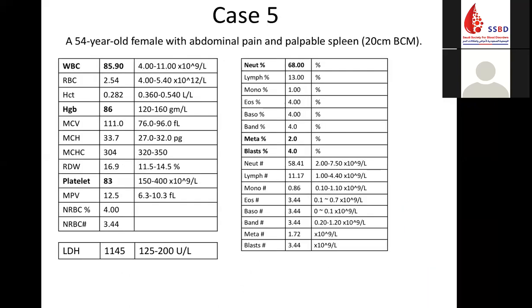Next case, a 54-year-old female with abdominal pain and a palpable spleen 20 centimeters below the costal margin. So the patient has splenomegaly.